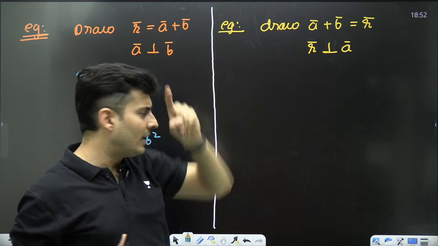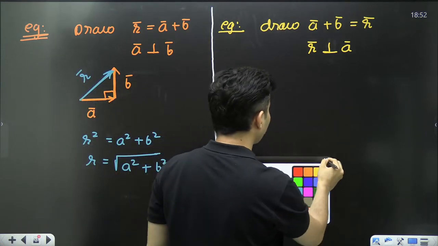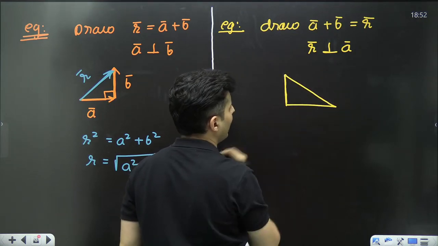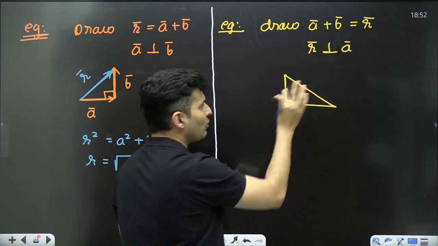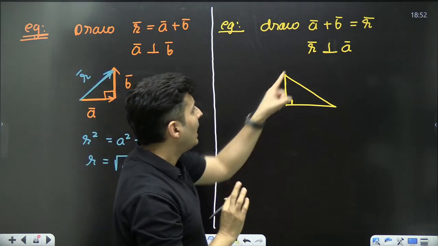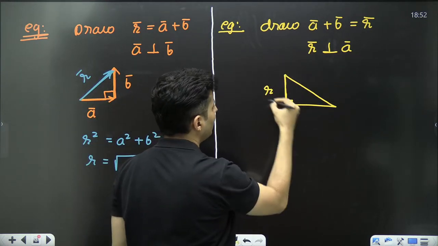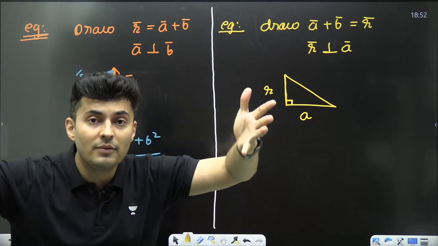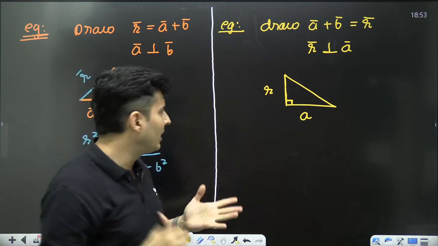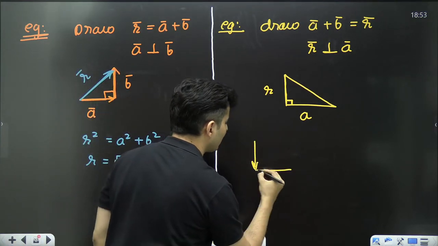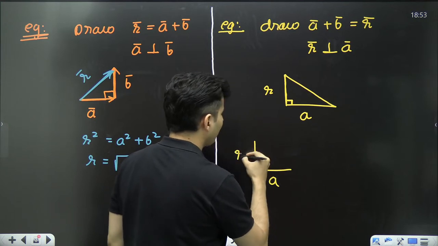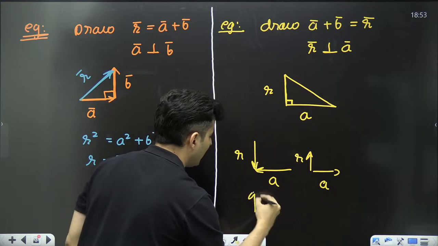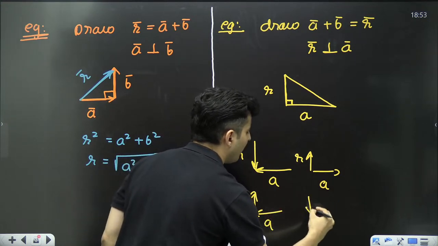Similarly over here, if I ask you to draw, I know that one of the vectors is perpendicular to the other vector. So what I will do, I will just draw a right angle triangle. I do not know which vector is what. I will take care of it. I just know R is perpendicular to A. Let's say this is R, this is A. Now I need to think about the different possibilities. Will R be like this? Will A be like this? Will R be like this? Will A be like this? Or will R be like that?